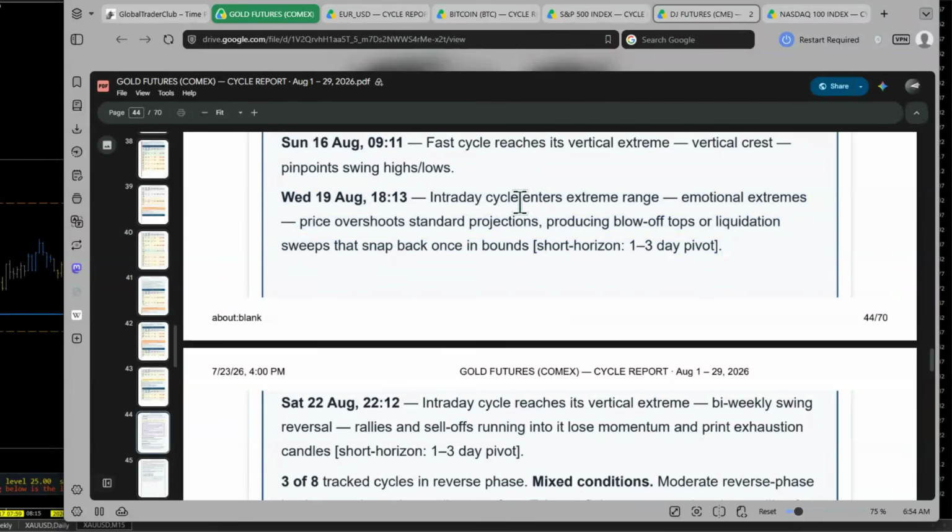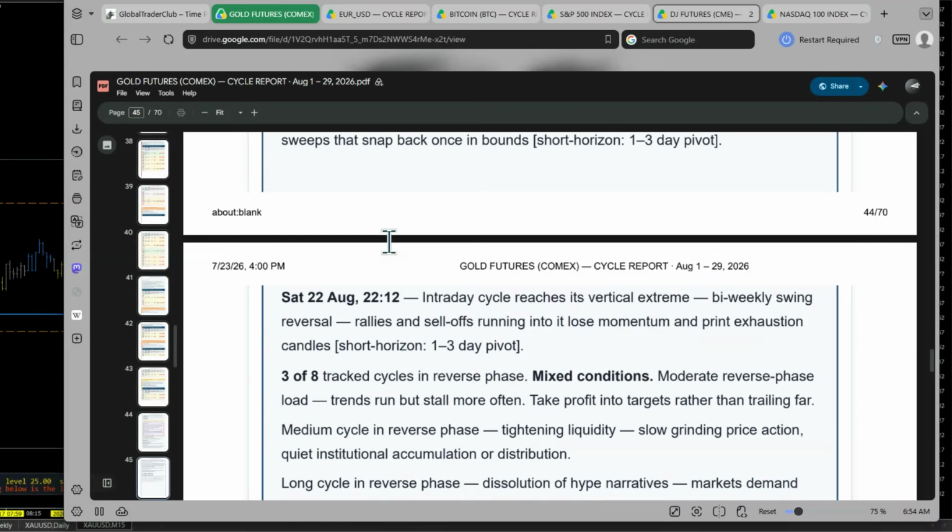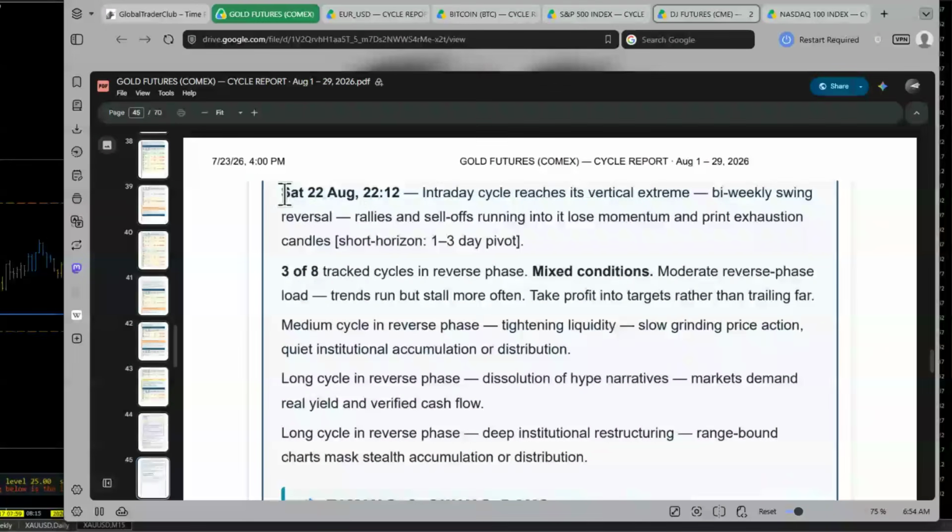Okay, so entering extreme range, and it's giving me an hour as well. Like, when am I going to enter these extreme moves? So I need to be ready before 6:15, obviously, right? My time, UTC +3, remember. And also we've got something happening on Saturday where you see an intraday cycle reaches its vertical extreme. What's that going to do? Well, that's going to pull Friday into it.